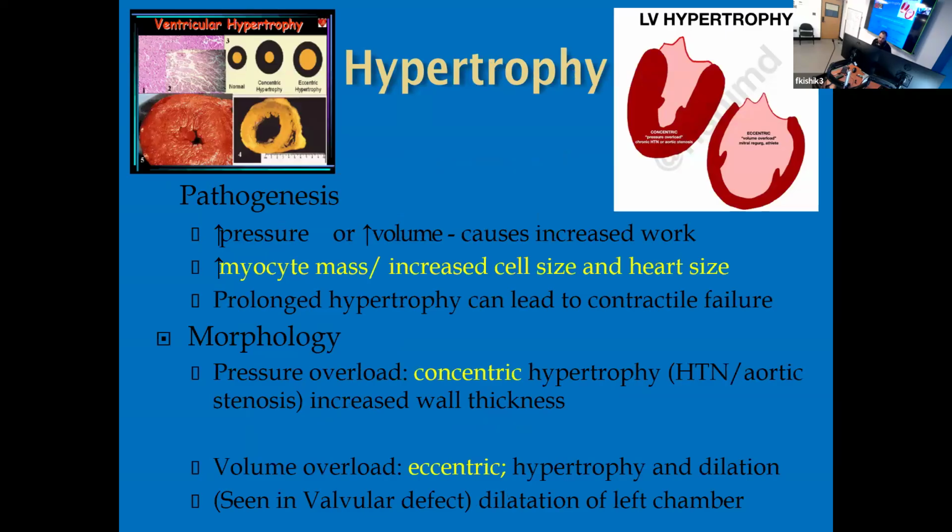LV hypertrophy, or really hypertrophy in general, is going to be increased pressure or volume that causes increased work. So it's either going to balloon out like a wimp, or it's going to come up and beef up, but that's going to reduce your filling capacity. It'll lead to increased cell size and function. Prolonged hypertrophy can lead to contractile dysfunction like diastolic heart failure.